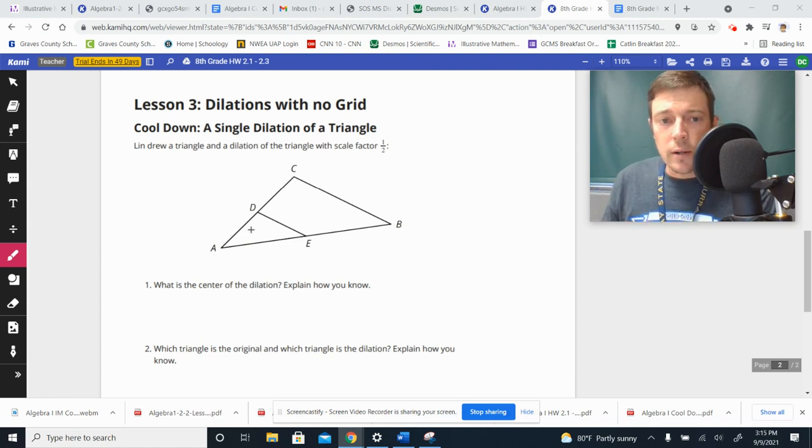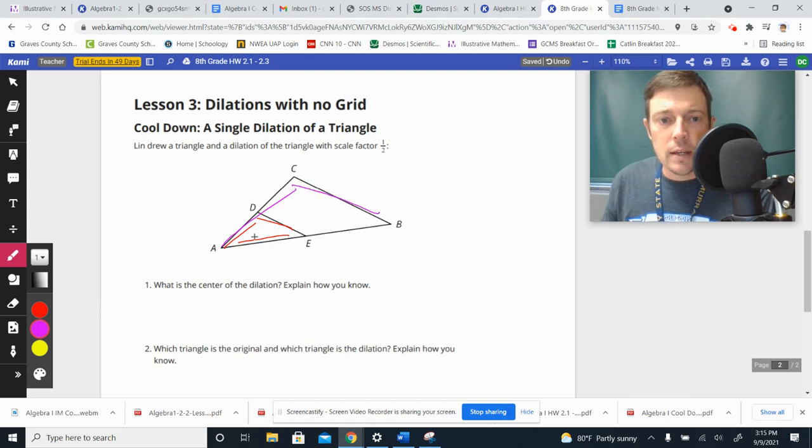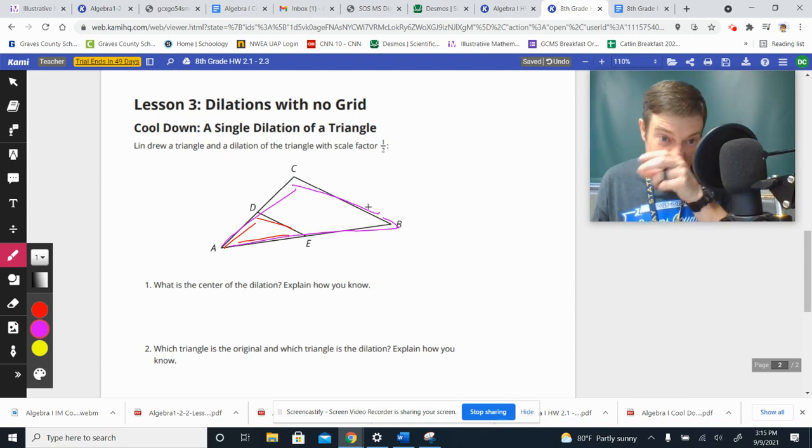We've got two triangles here. We've got triangle ADE, and we've also got triangle, I'll do it in a different color, triangle ACB or ABC, which I'll do in the purple there. So you can see there's two different triangles, and they're being dilated with a scale factor of 1/2.